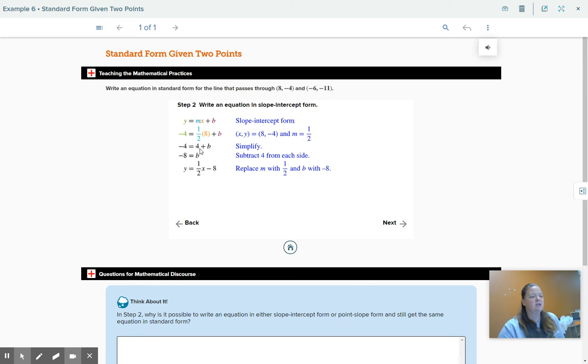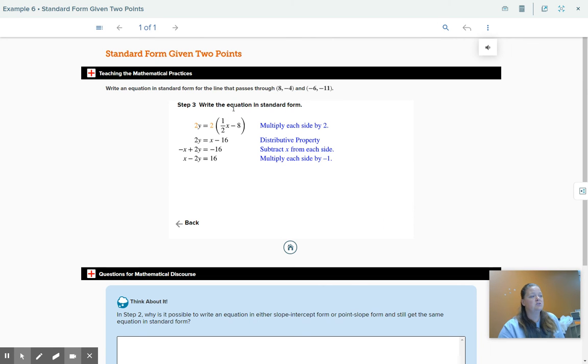So 1/2 times 8 is 4. Subtract 4 from both sides. We get that the intercept is -8. So that means that our equation is y equals 1/2 x minus 8. The third step is to multiply each side by 2. So we get 2y equals 2 times the quantity 1/2 x minus 8, because we want to get rid of that fraction, because we don't like fractions. Then that distribution of the 2 gives us 2y equals x minus 16.